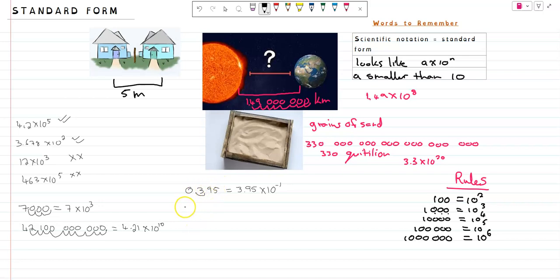Let's look at 0.003892. How do we write that into standard notation? Again, we start at our decimal point and we jump until we get a number that is smaller than 10. 1, 2, 3. So we jumped 3 times. So we write the number 3.892 times 10. How many jumps did we do? 3. So negative 3. As easy as that.